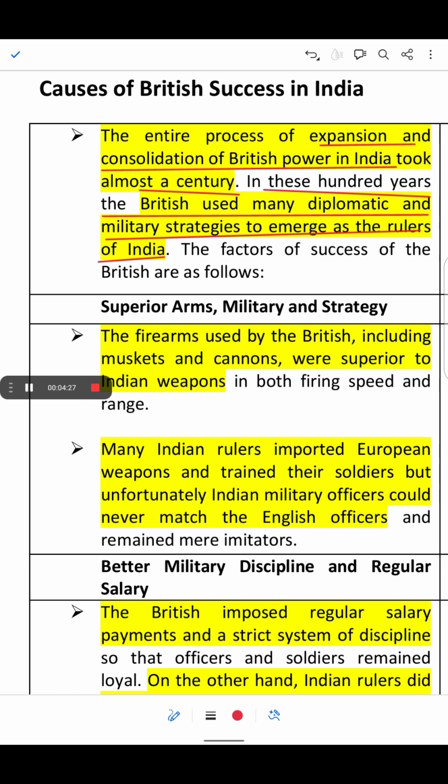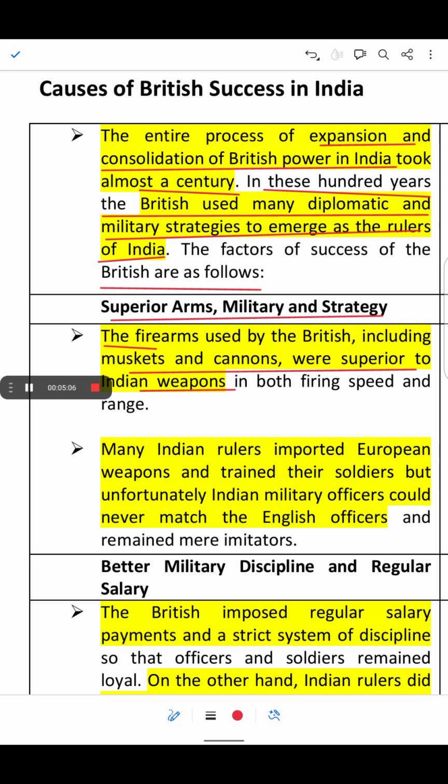The factors of success of the British are as follows. Superior arms and military strategies. The firearms used by the British, including muskets and cannons, were superior to Indian weapons in both firing speed and range. Understand that the musket is an old gun which was used by a soldier to fire one shot at a time, whereas cannons are big guns used to fire heavy, powerful shots during war.